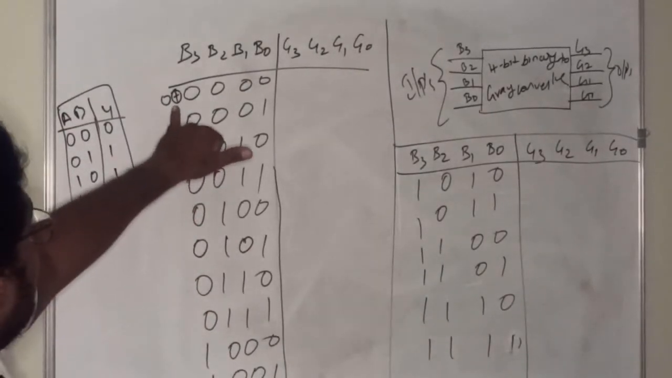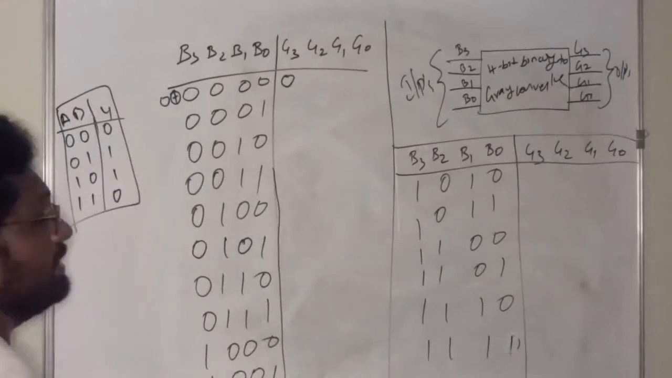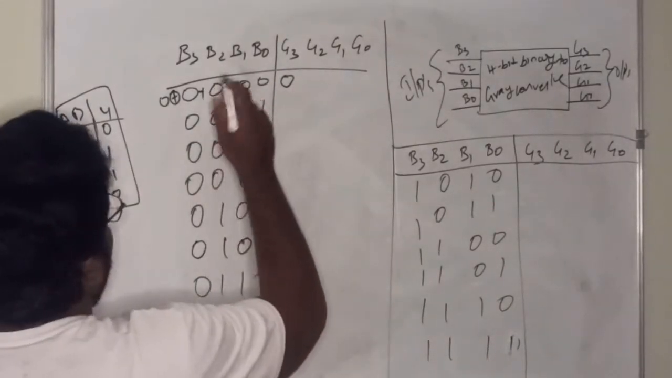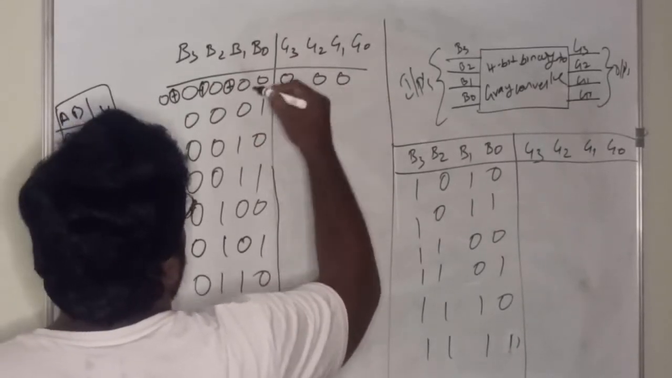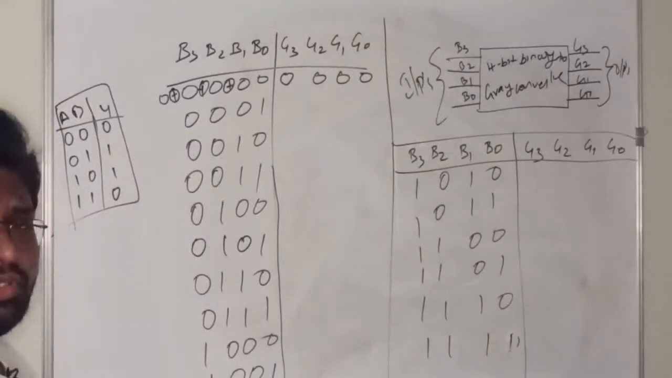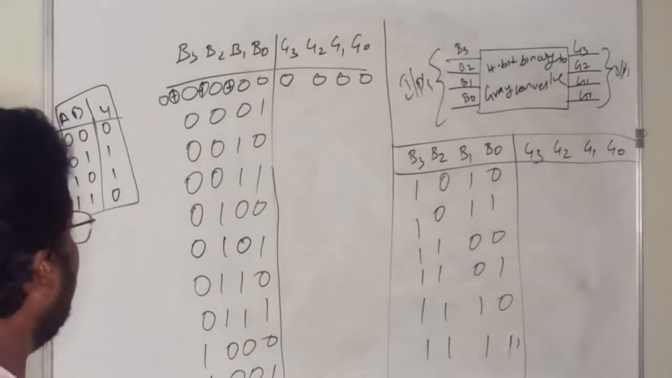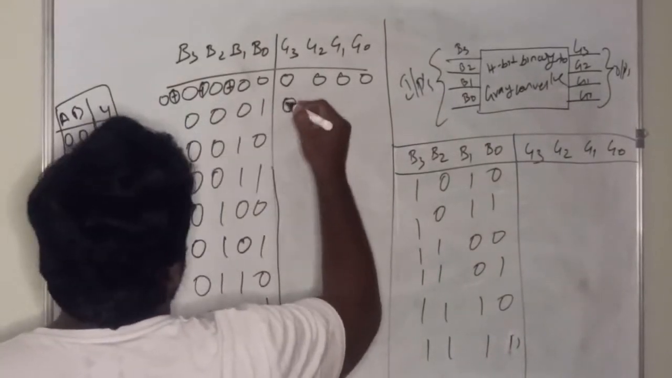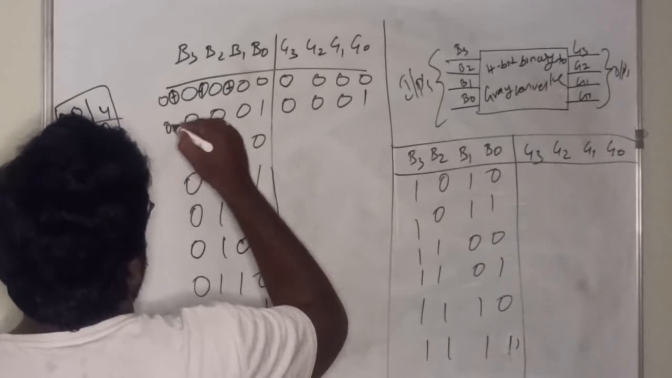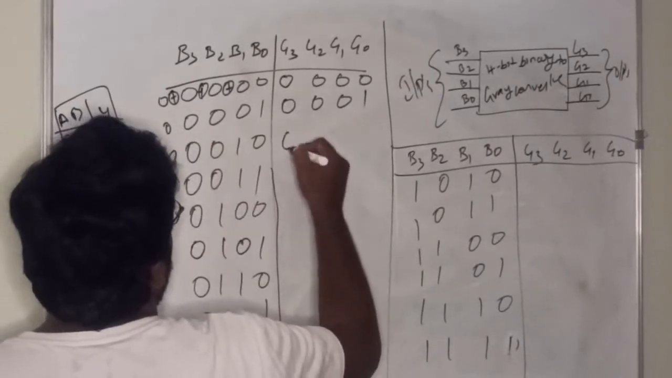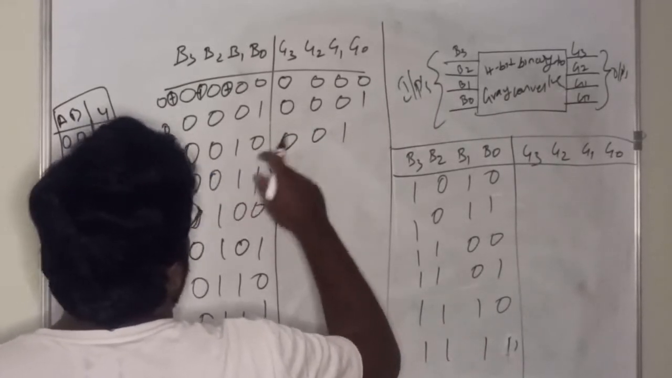So 0 XOR 0 gives 0. Next, 0 XOR 0 gives 0, 0 XOR 0 is 0, 0 XOR 0 is 0. In the same way, we are going to convert all these binary digits to gray code, right? See, this is 0, 0, 0, 1. Place 0 here. 0 XOR 0 will be 0, 0 XOR 0 will be 0, 0 XOR 1 will be 1, and 1 XOR 0 will be 1.